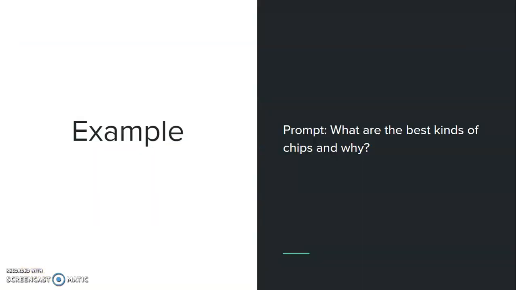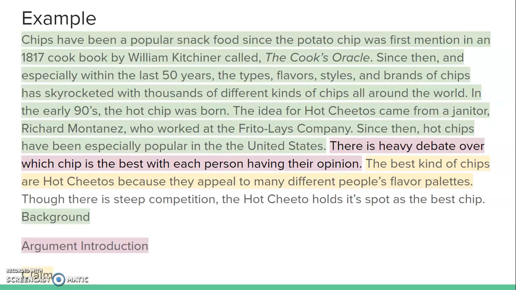All right, and here is an example. If the prompt question is what are the best kinds of chips and why, here is an example of a really good intro paragraph, okay? So take a look. I know it's a lot. I'm not going to read it all. But essentially, I have in green here background information about whatever the topic is. Then I introduce the argument, where it says here, there's heavy debate over which chip is the best, with each person having their own opinion. So the reader gets an idea of what the argument's going to be about. Then I go in and give my claim, which is down here.